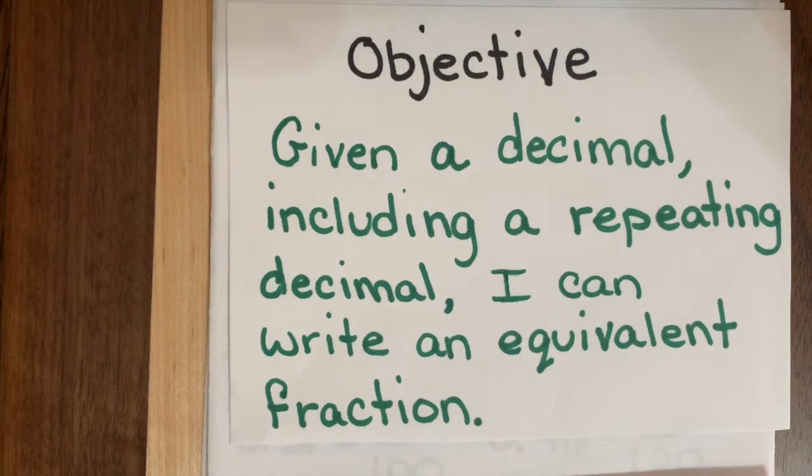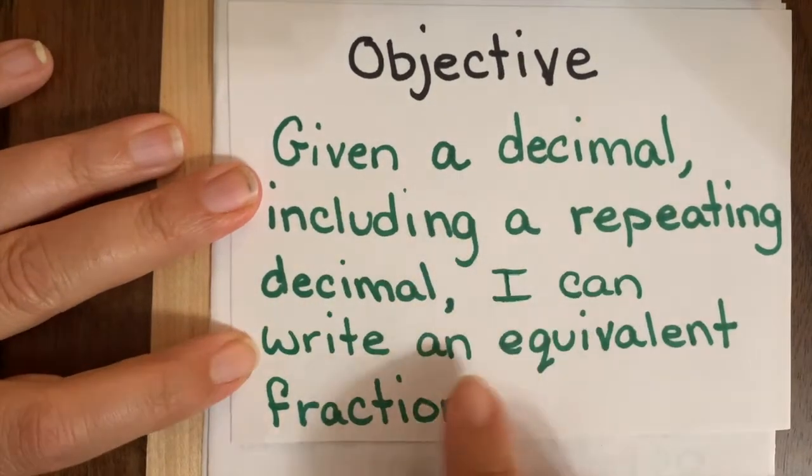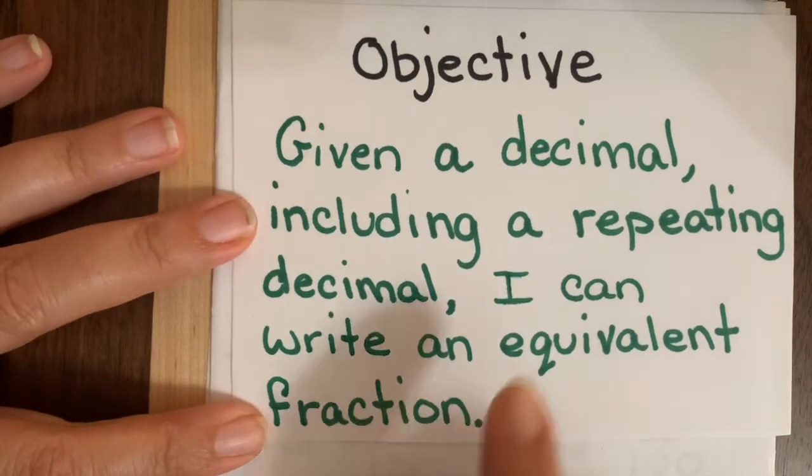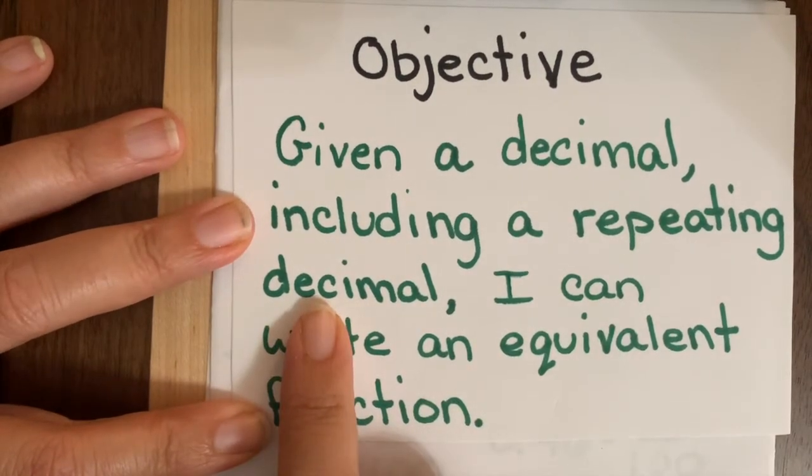The objective for today that you should write on the top of your notebook page is, given a decimal, including a repeating decimal, I can write an equivalent fraction. Now, in the past, you've been given a decimal and writing equivalent fractions. The change this year is that we're going to be talking about repeating decimals.